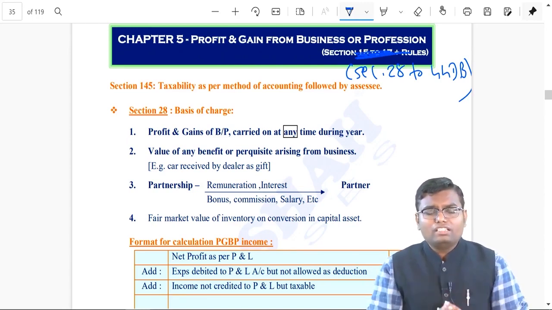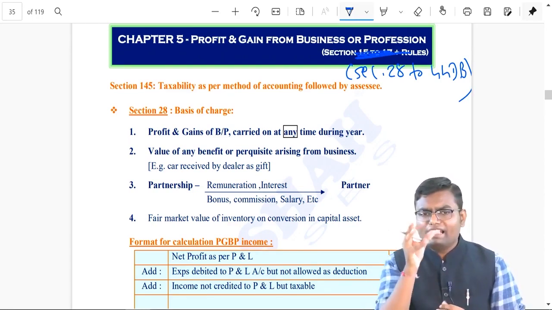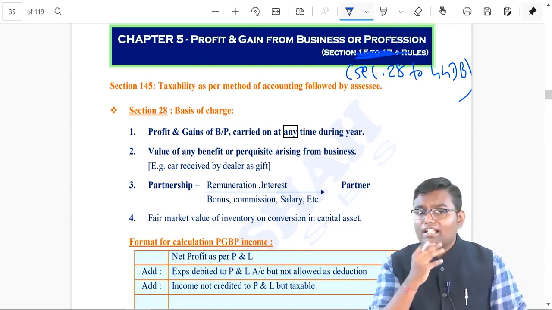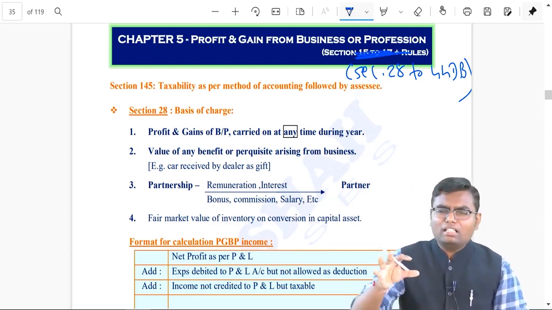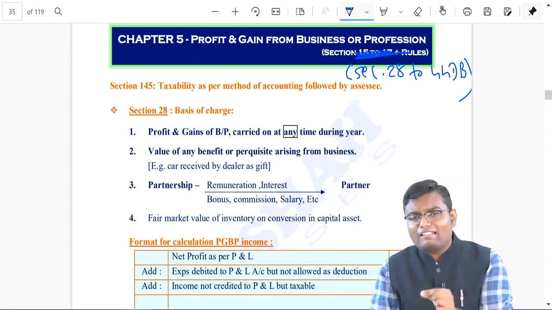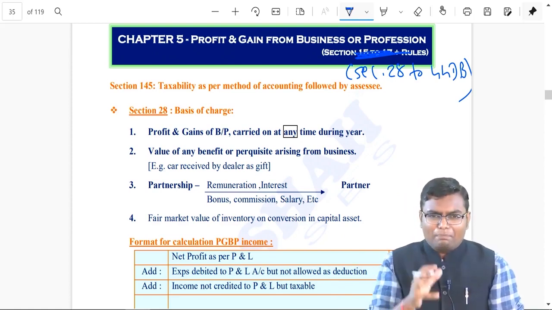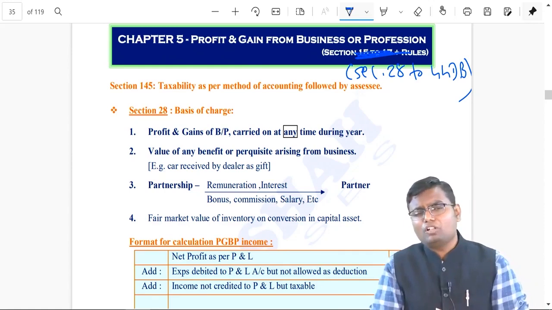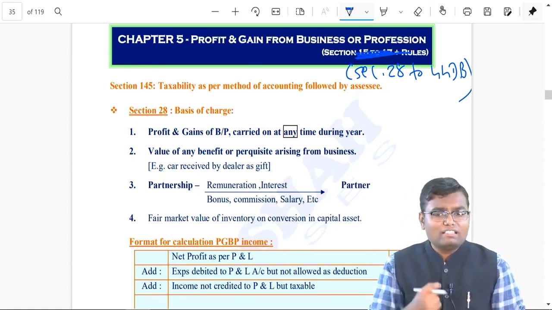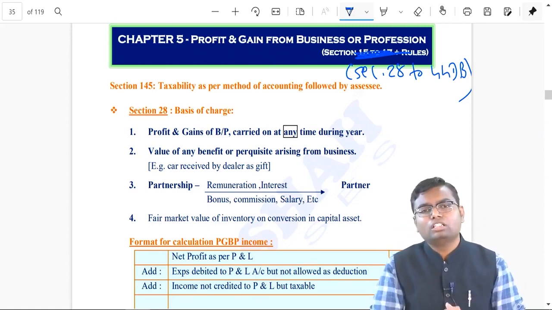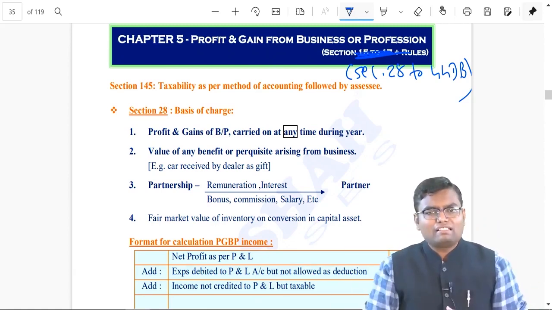Now, see one thing, that whosoever is doing the business, their net profit will be taxable over here. But while calculating the net profit, some of the income we cannot take in PGBP. Some of the income we should always tax in PGBP. Some of the expenditure we have to deduct while computing net profit, while some of the expenditure is to be disallowed, we cannot deduct while computing PGBP income. All this we will be learning in this chapter.